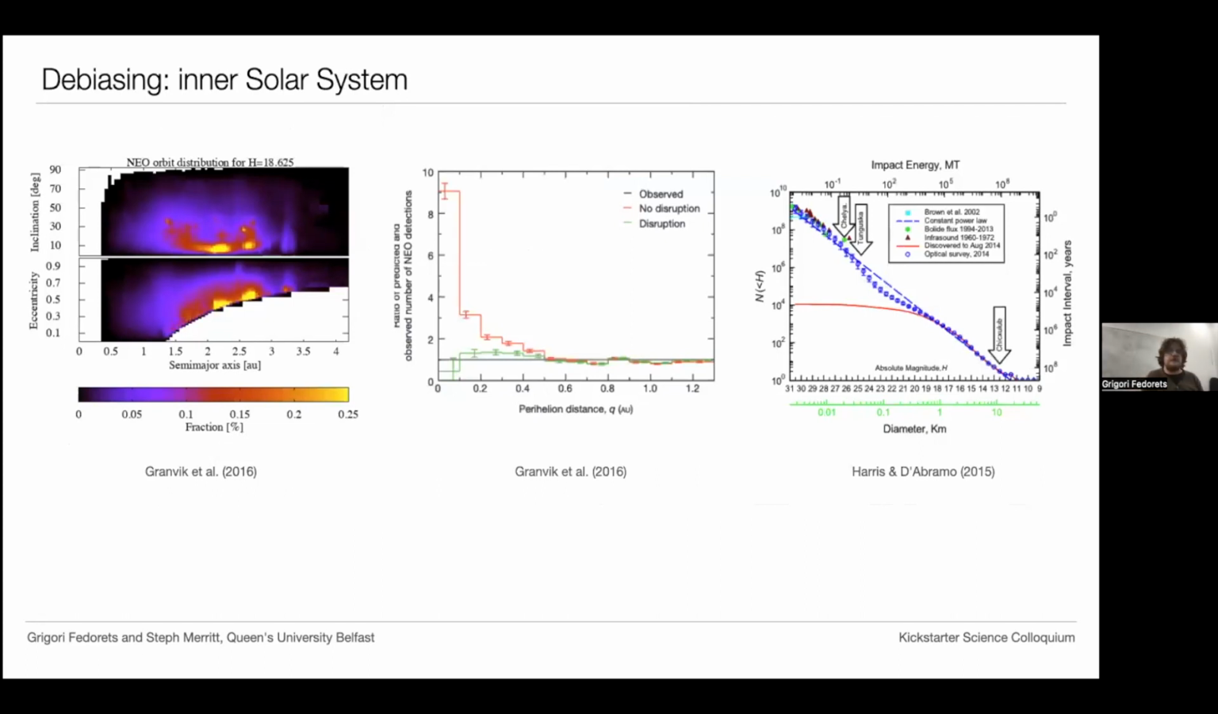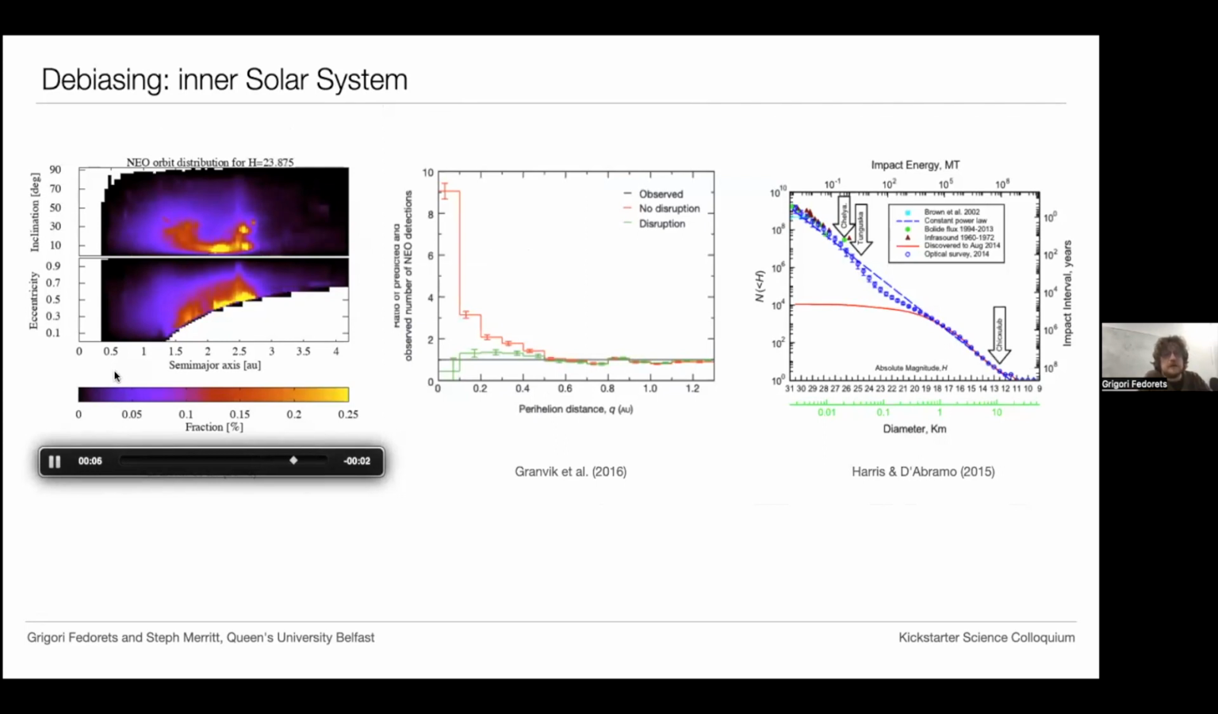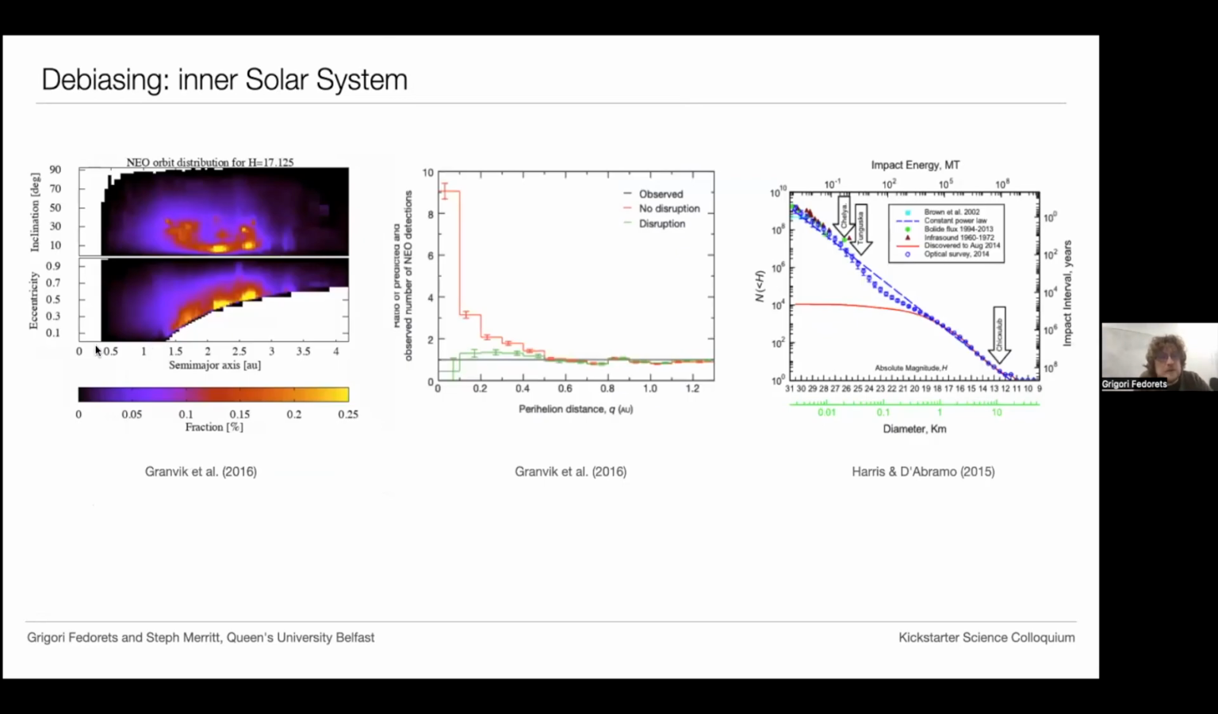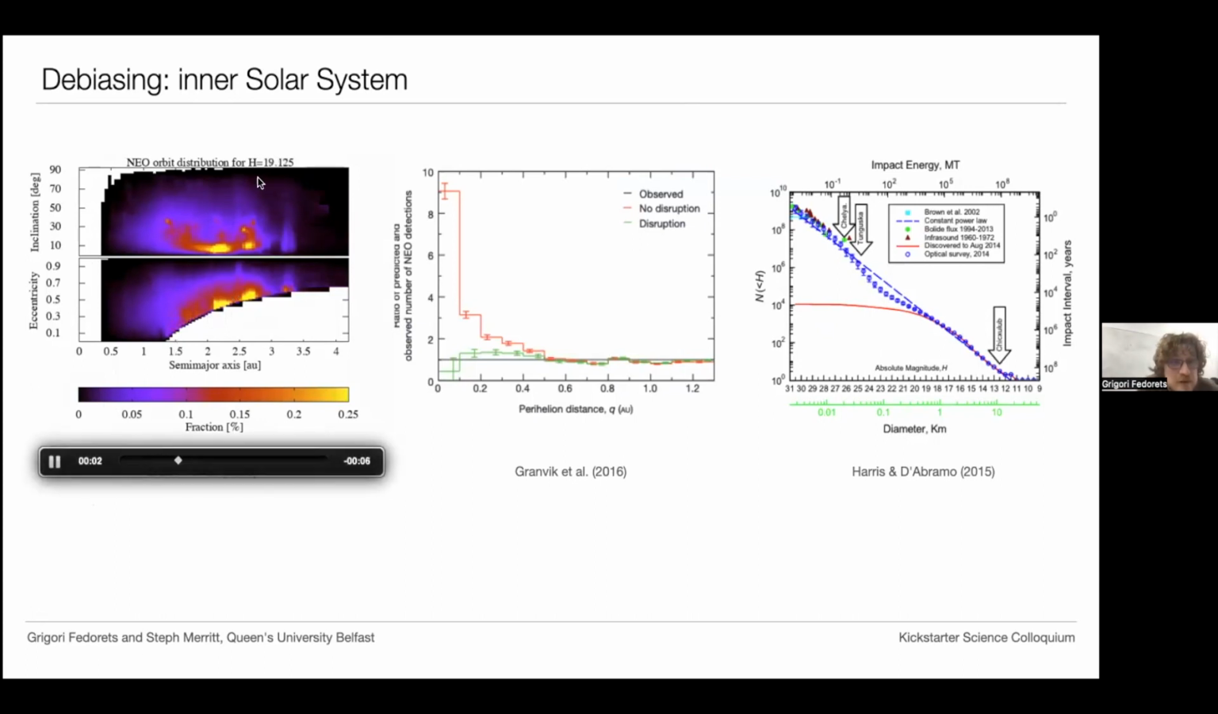The first one comes from the inner solar system. Starting from the left hand side, you can see the orbital distribution of near Earth objects: semi-major axis versus eccentricity and inclination. This is the population of the asteroids as a function of the H magnitude, which is a proxy for the brightness and size.